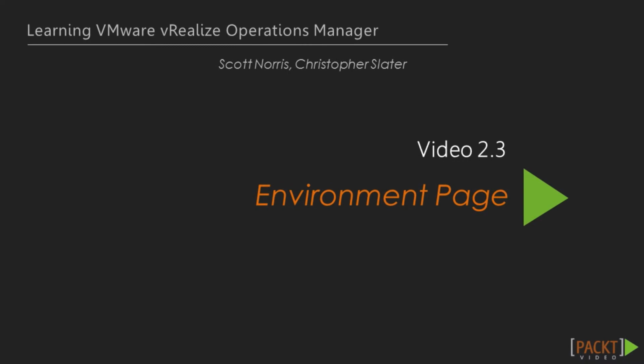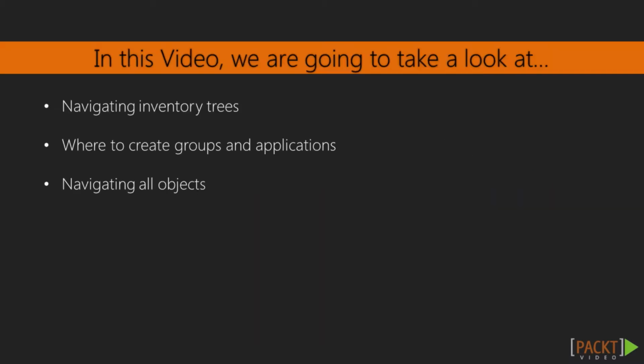In the previous video, we learnt how to navigate around the alert section, the ins and outs of it, and moving on, we're going to do the same with the environment page. Within this video, we're going to have a look at navigating through the inventory trees, where we can create groups and applications, and basically navigate all the objects that are being brought into vRealize Operations Manager.